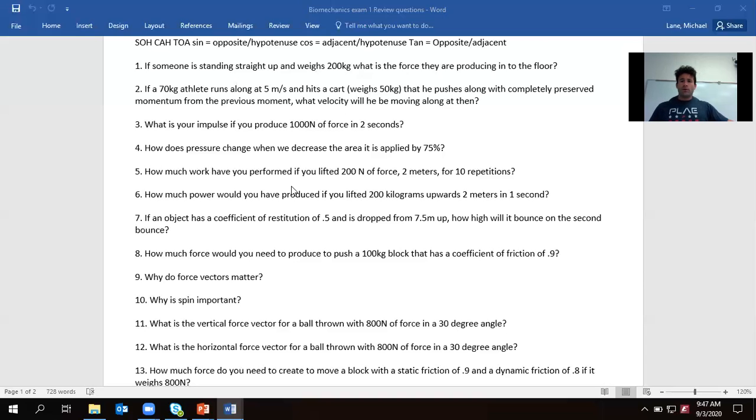So 150 pounds being lifted by a 100-pound person, 100 pounds by a 200-pound person. Who's actually lifting more weight? The 200-pound person. You're correct, Catherine. Now the question is, why is that?